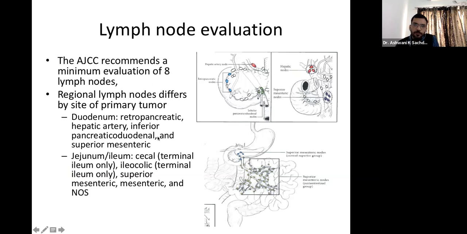Regional lymph nodes for duodenal primaries are the retropancreatic, superior and inferior pancreaticoduodenal, hepatic artery nodes and superior mesenteric nodes. For jejunal and ileal primaries, the terminal ileal, cecal and ileocolic lymph nodes and superior mesenteric nodes are the locoregional lymph nodes.